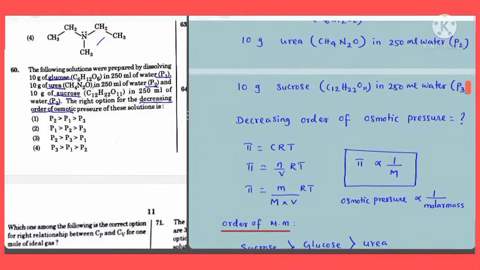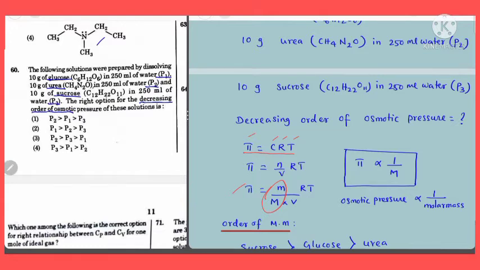Now this question can be solved based on the osmotic pressure formula: pi equals CRT. Pi is osmotic pressure, C is concentration, R is the gas constant, T is temperature. Concentration is the number of moles divided by volume of solution, n by V, where n is mass divided by molar mass. So ultimately osmotic pressure equals small m, the mass of substance, divided by capital M, the molar mass, into RT divided by V.